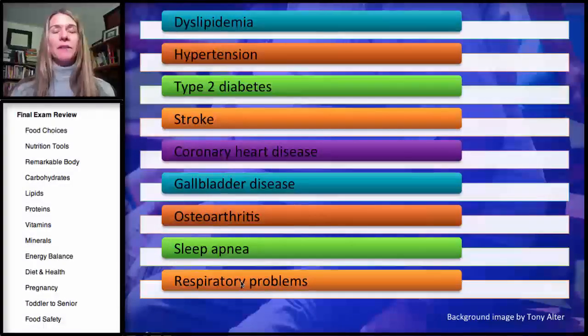Now, why does it matter? Why does it matter if someone is overweight or obese? Well, the problem is that obesity is associated with a number of chronic diseases, including dyslipidemia, hypertension, type 2 diabetes, stroke, heart disease, gallbladder disease, osteoarthritis, sleep apnea, and respiratory problems.